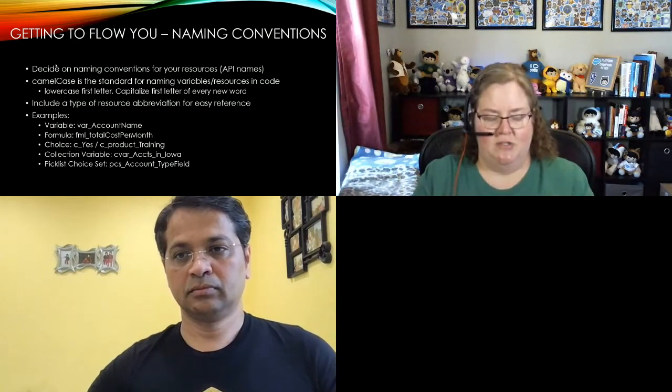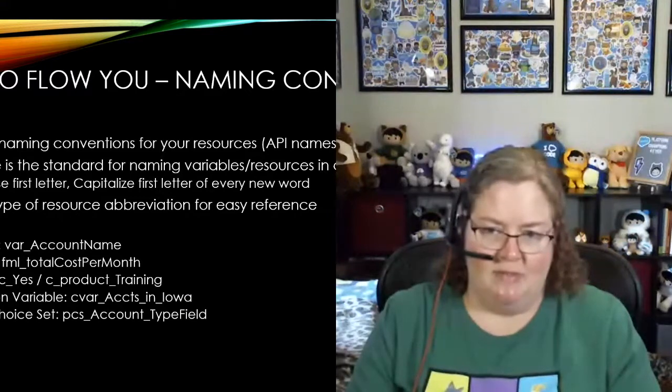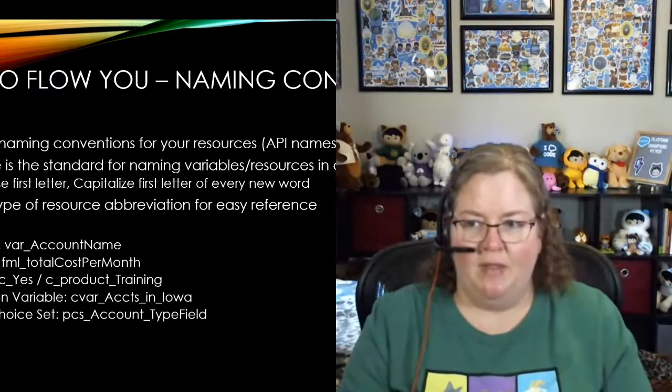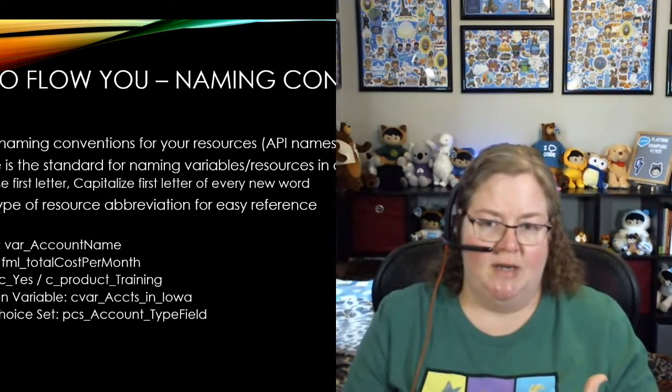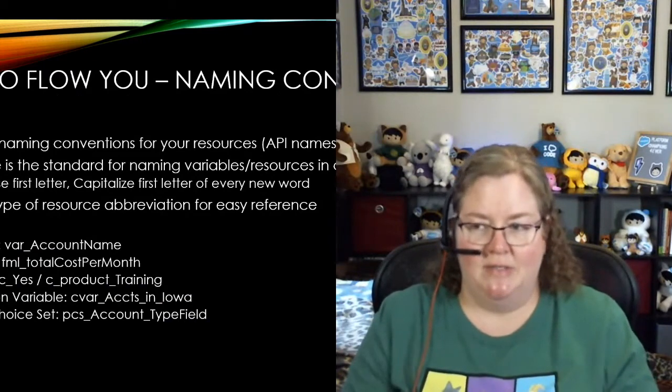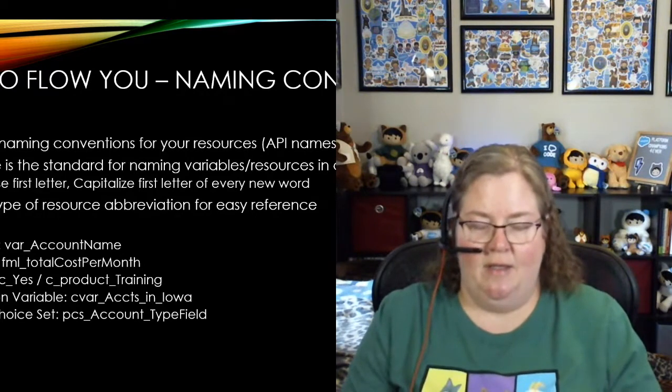So your resources, you have the label and the API name, just like you have for all of your fields and objects and everything else in Salesforce. So the naming conventions I'm talking about generally are about the API names and not the labels. Camelcase is a standard for naming variables and resources in Apex code, so I see no reason not to do it. Essentially what it is, the first letter is lowercase, and then every new word gets the first letter capitalized.